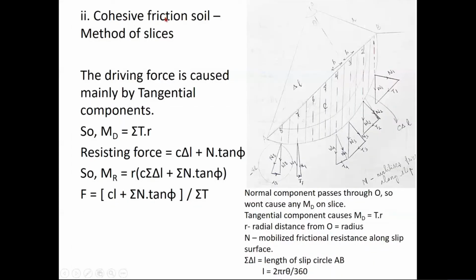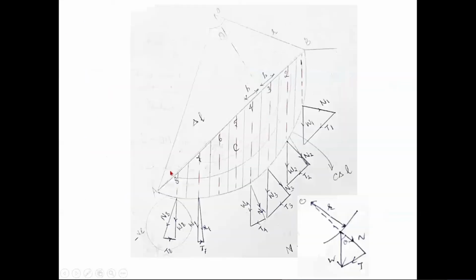Now that was for cohesive soil, but if the soil is C-phi soil, right, cohesive friction soil, then you will go for another method. It is called the method of slices. Okay, it's pretty simple. You just have to divide. You have to assume a slip circle like this, just like what we did earlier. Then what you are going to do is you are going to divide it into different slices.